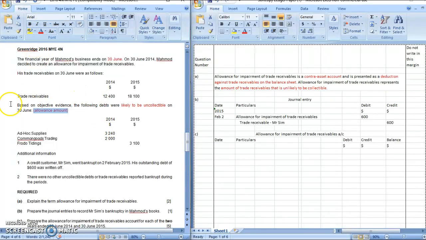Whereas up here refers to your trade receivables amount. So these values, these figures, will actually go into your allowance account. Now, how do we prepare this?